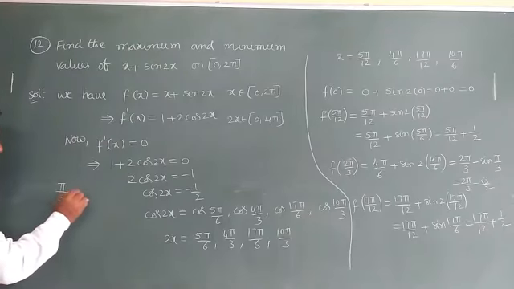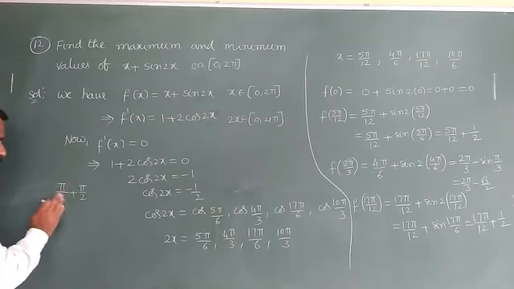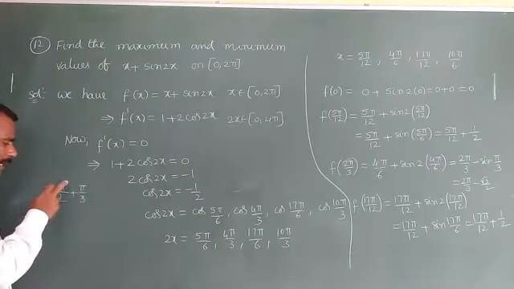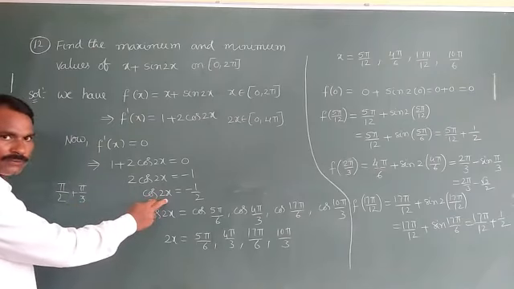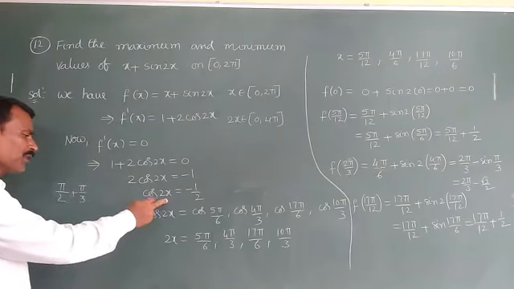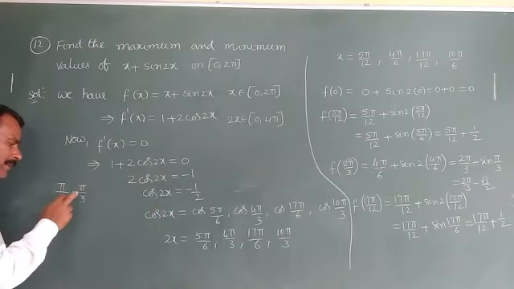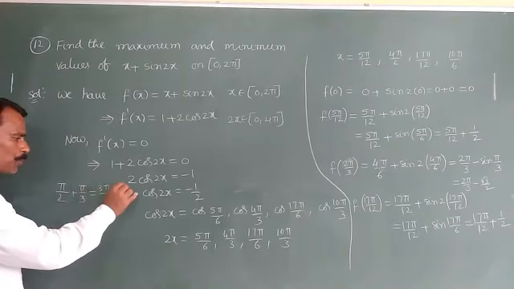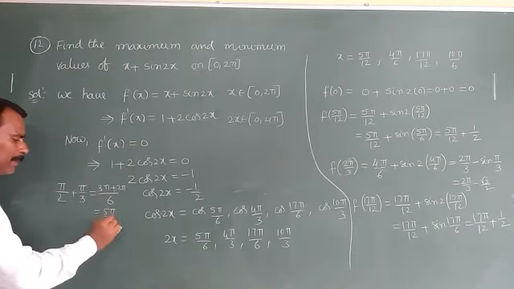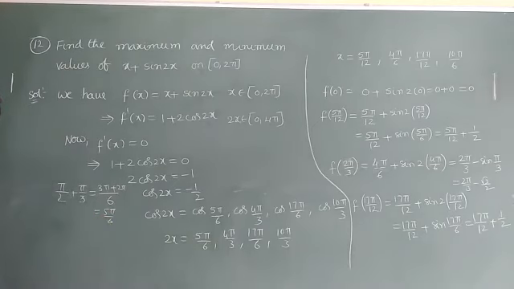So pi by 3, pi by 2, because actually students, pi by 2 plus pi by 3 we have to consider. Pi by 2 means 90 degrees. 90 plus theta is the second quadrant. In the second quadrant only, the cos function is negative. Pi by 2 plus pi by 3, LCM 6, is 3 pi plus 2 pi, it is 5 pi by 6. The first value will exist at 5 pi by 6.